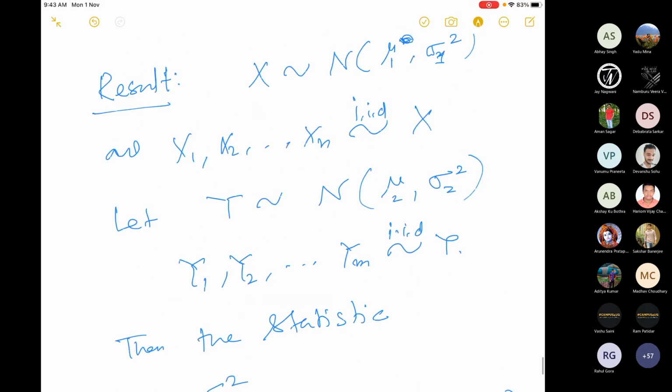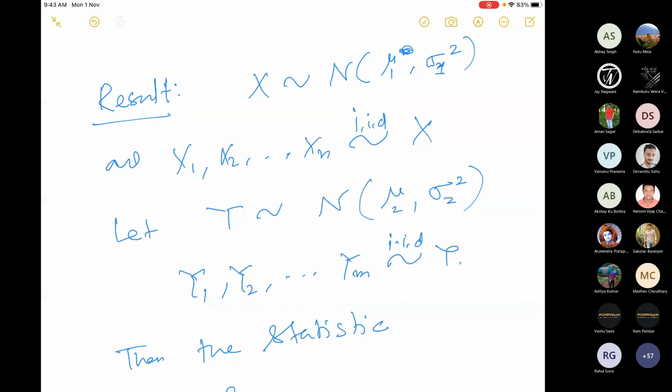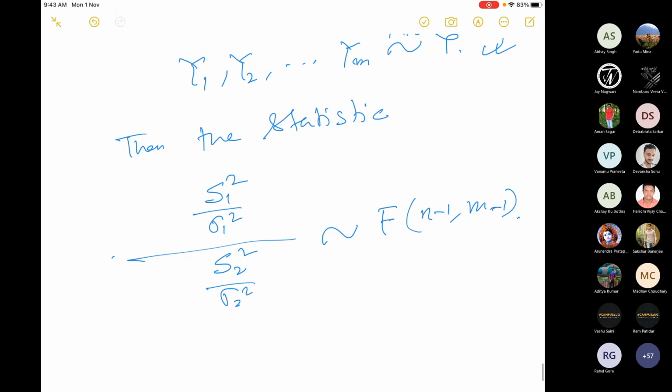So what is happening here? I have two populations, one corresponding to X and one corresponding to Y. Both are normal. I take a sample from X and a sample from Y. For example, height and weight, X and Y, let's say. Height has a certain distribution, weight has a certain distribution, which are normal. I take n sample points from height, all IID so all normal, and here I take m from Y. Then the ratio of the sample variances will be F distributed. And the proof is very, very simple.